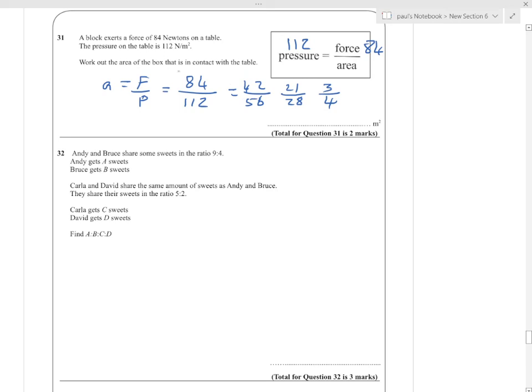Now what are we doing? Are we doing it as 3 quarters, or 0.75 if we want it in decimal? Meters squared.